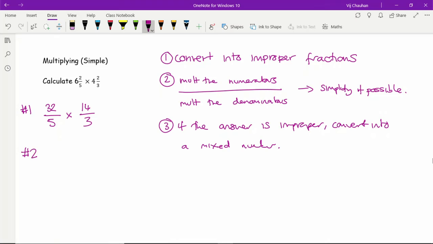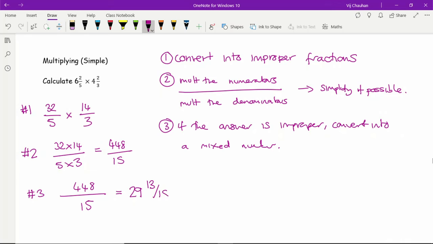The second step is then all I need to do is 32 times 14 over 5 times 3, and that gives me an answer of 448 over 15. I ask myself, does it simplify? No, it doesn't. So I've got 448 over 15. And then to convert this into a mixed number, I ask myself, how many 15s go into 448? Well, that'll be 29. And then I've got a remainder of 13, and the original denominator is 15. So there is my final answer.